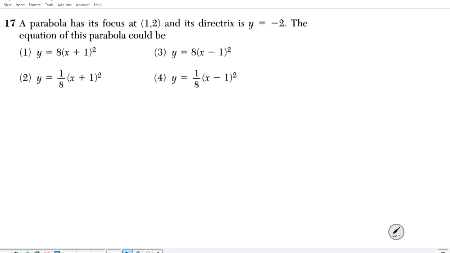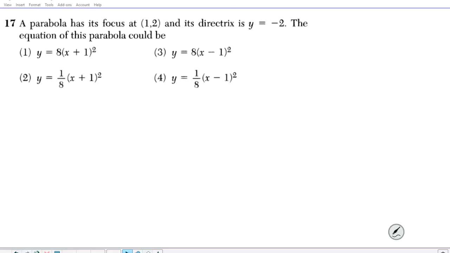Alright, let's take a look at question 17. It reads, a parabola has its focus at 1, 2, and its directrix is y equals -2. The equation of this parabola could be, So we're going to use the graphical representation of the parabola described here to generate the relevant components that will input into the formula for a parabola to determine our correct answer.